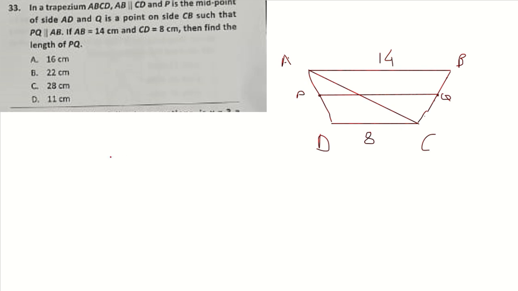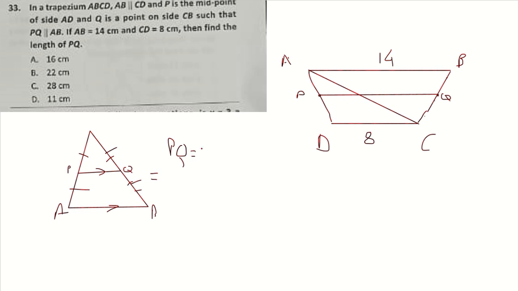And this is using the property where in a triangle, if you join the midpoints of two sides, like if P and Q are the midpoints of these sides, this is equal to this and this is equal to this, then this line will be parallel to this one line and it will be half of this line. So PQ will be equal to half of, let's say this is AB, PQ equals AB upon 2. This is an important property of triangles called the midpoint theorem.